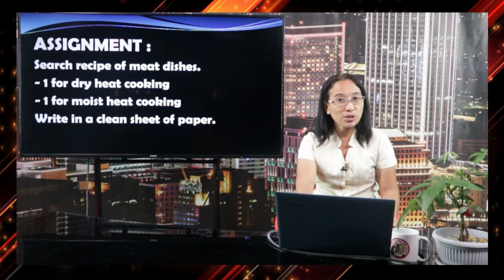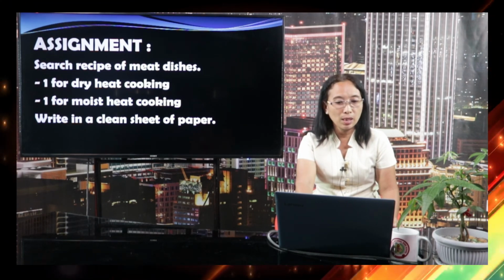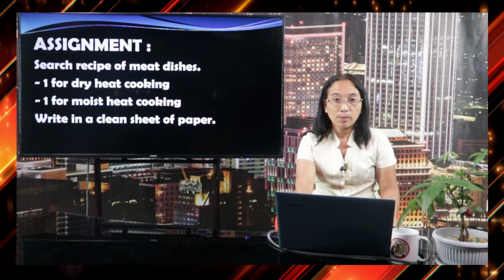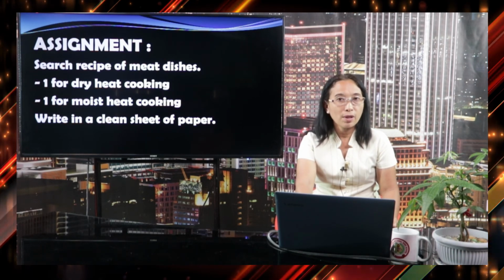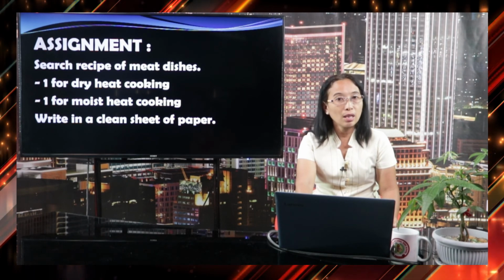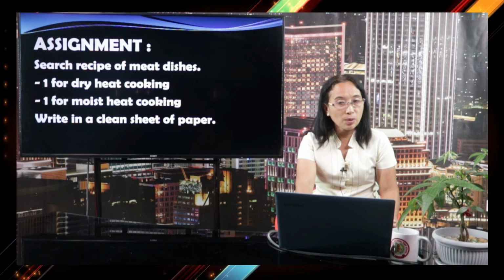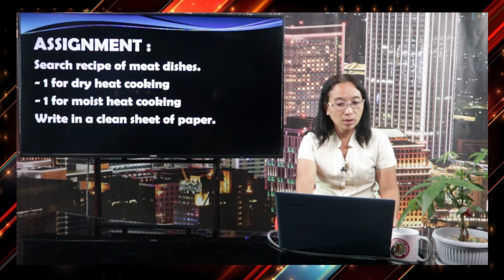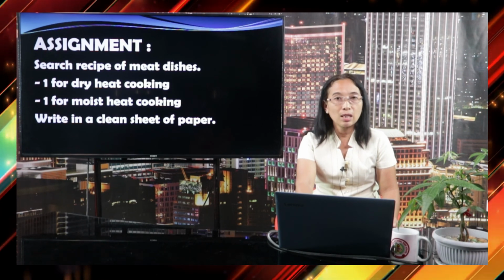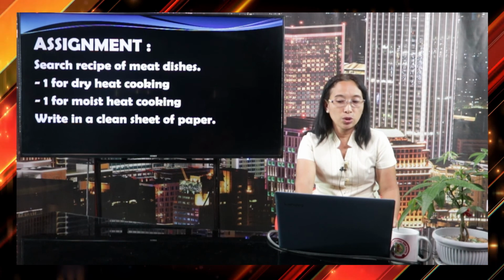Search on the internet or in any book for recipes about meat dishes. One recipe of a dish that uses the dry heat cooking method and one recipe that uses the moist heat cooking method. You write the recipe on a clean sheet of paper and pass it to your teacher.